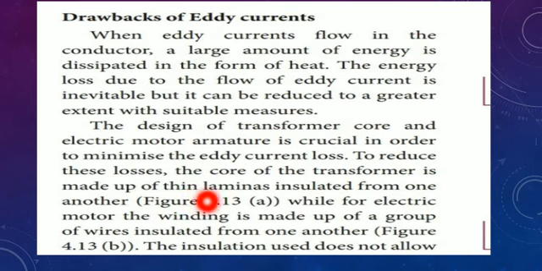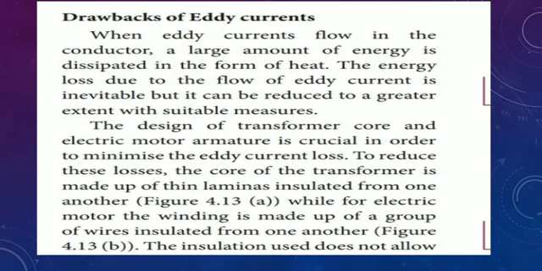Please underline: thin laminations insulated from one another. For an electric motor, the winding is made up of a group of wires insulated from one another. With the help of the insulation only we can minimize the heat loss in transformers. So this is the main drawback of eddy current.